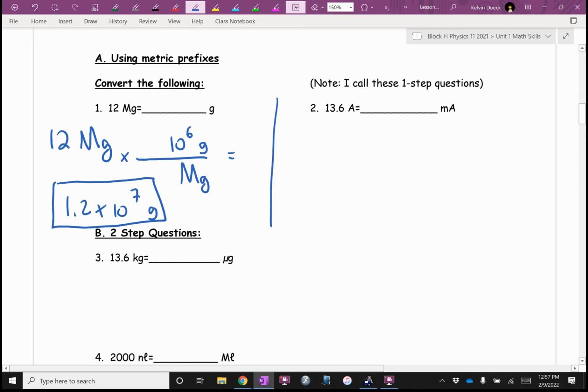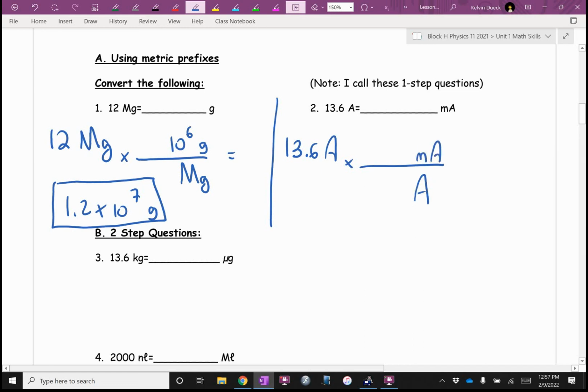Number 2, 13.6 amps, and I want to convert that to milliamps. Anybody want to guess what I'm going to do first? Write down what they gave me. Declan, I want to get rid of amps. Where's it going to go in my next fraction? On the? Yes. What do I want on the top? I want milliamps, except I'm not done yet.